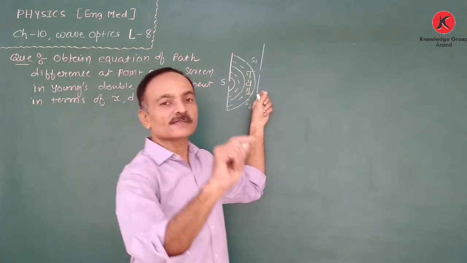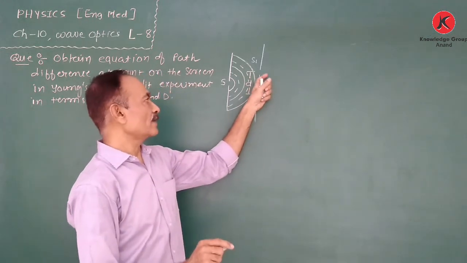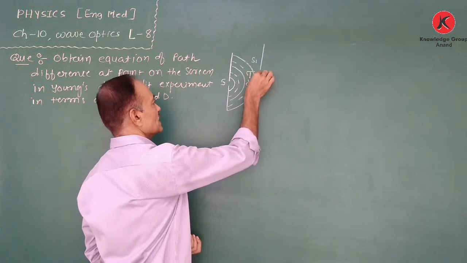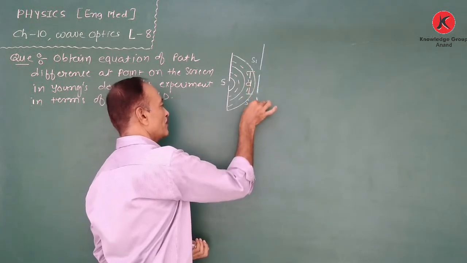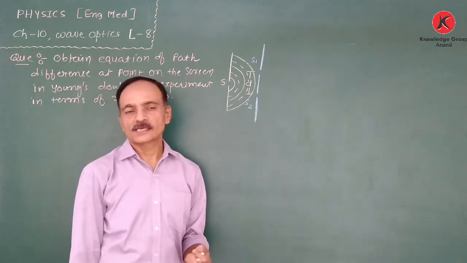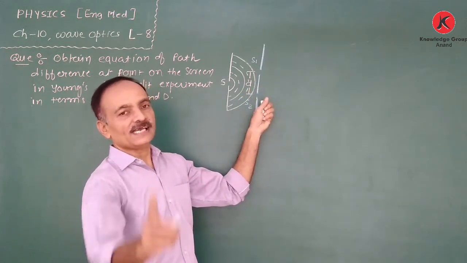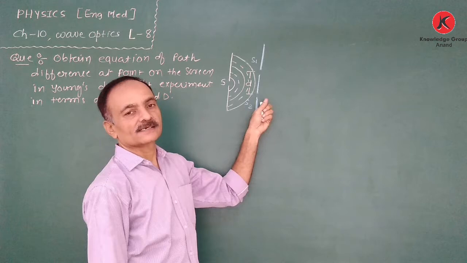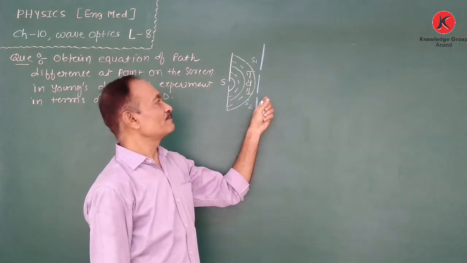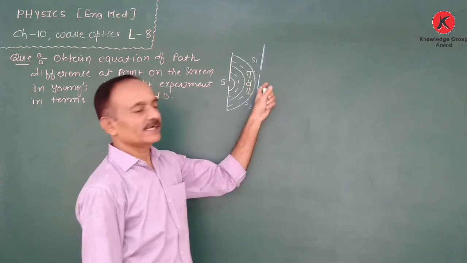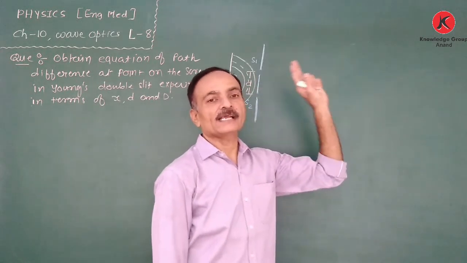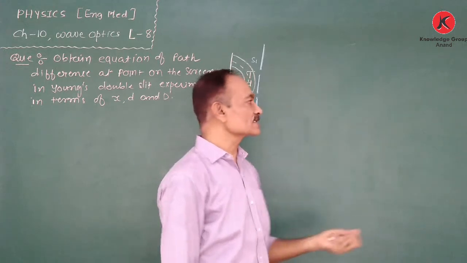So according to the Huygens principle, S1 and S2 act as secondary sources and produce secondary spherical waves. So S1 and S2 act as separate sources, which produce spherical secondary waves. This wave propagates in the medium and is incident at point P on the screen.